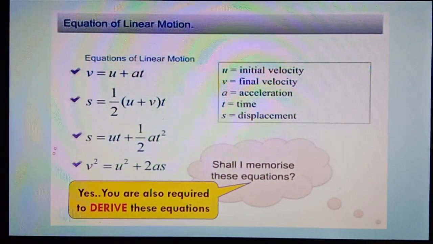So we have 4 equations here. The first one, v equals u plus at. s equals half u plus v times t. s equals ut plus half at squared, and v squared equals u squared plus 2as. Do you need to memorize all of this? If you can memorize, then memorize. Actually, you can also derive these equations. And in the Physics KSSM, you are required to derive these 4 equations.